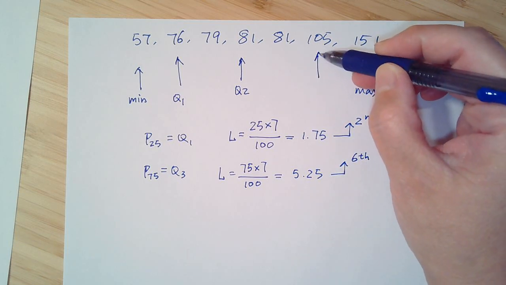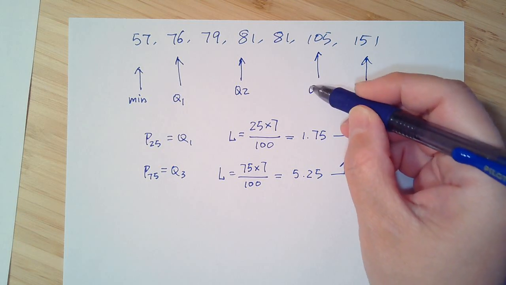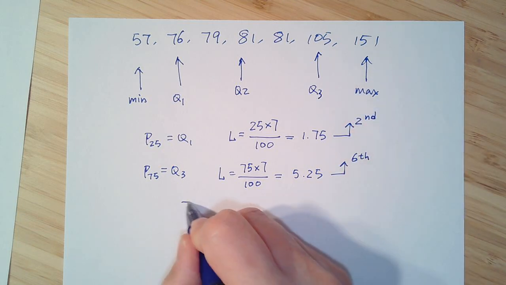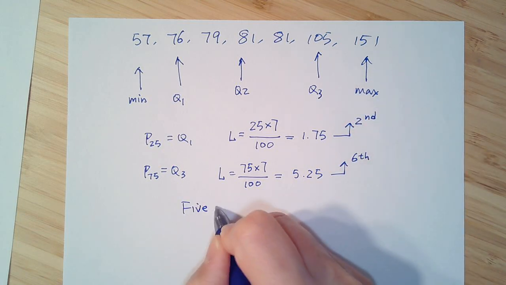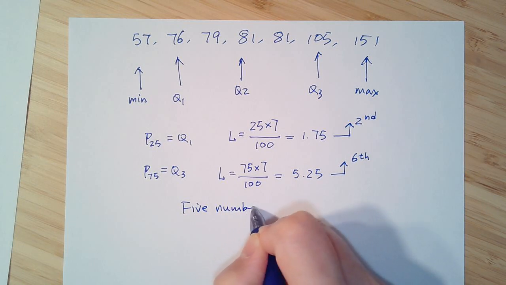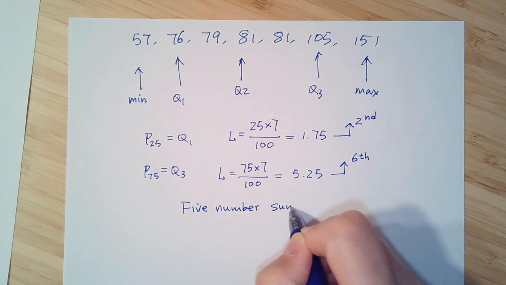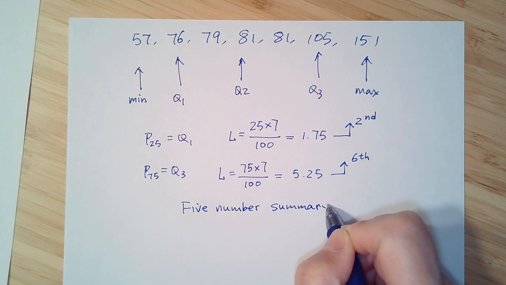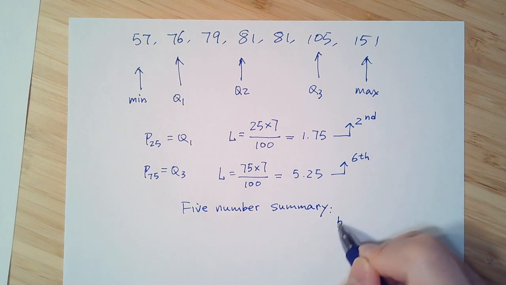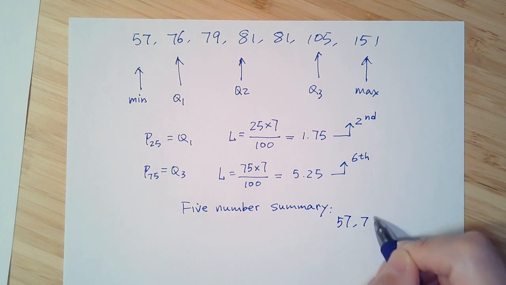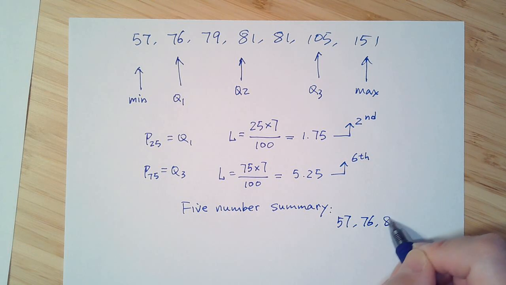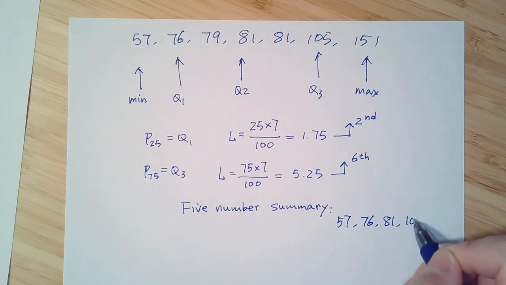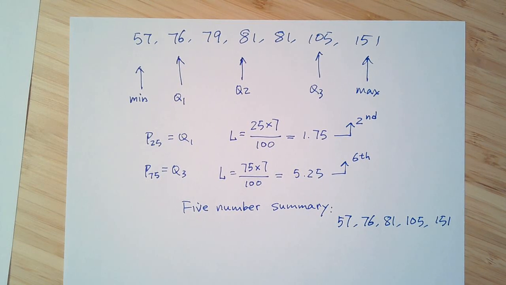So first of all, I get the 5-number summary. The 5-number summary is minimum, Q1, Q2, Q3, maximum. So that is my 5-number summary.